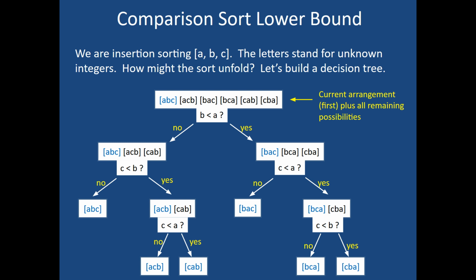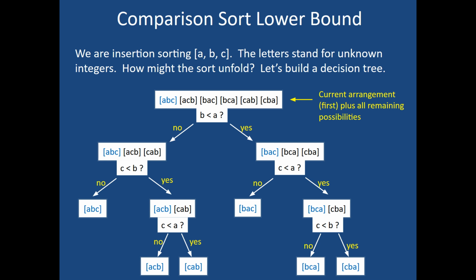How many leaves will it have? It has to have at least n factorial, right? So let's just say it has no more than n factorial leaves. So in other words, the ideal sorting algorithm in terms of minimizing the worst case would have exactly n factorial leaves and be perfectly balanced. Because a perfectly balanced tree with n factorial leaves has the smallest depth you can have if you have n factorial leaves.